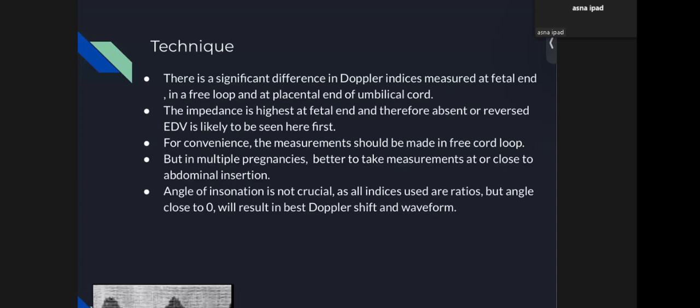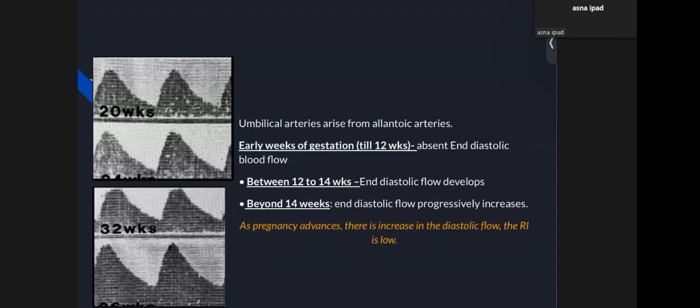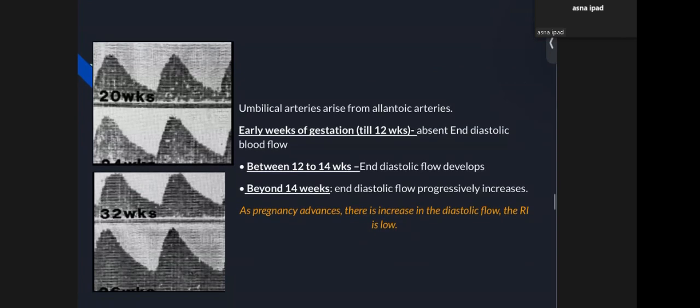But in multiple pregnancies like twins, triplets, it's better to take measurements at or close to the abdominal insertion to get the perfect waveform. The angle of inclination is not crucial, as all the indices are ratios, I told you before, but an angle close to 0 will result in the best Doppler shift and waveform. In this image, the umbilical arteries arise from the allantoic arteries.